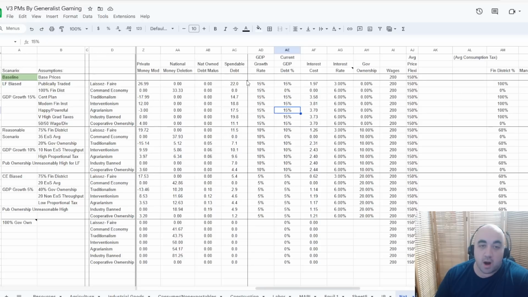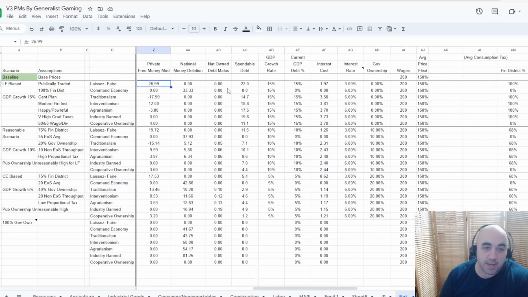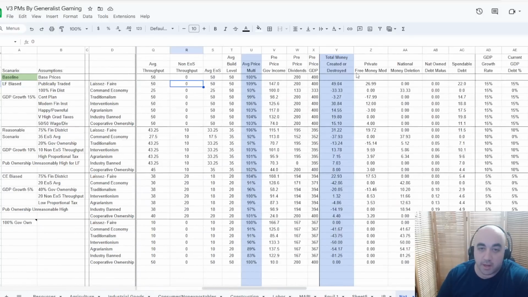And so whatever our current spending is, we are multiplying our pre-price government income by our GDP growth rate, and that is the amount extra we are choosing to spend on debt. Now, mathematically speaking, it is not a certainty that this is going to increase the debt limit by a commensurate amount.